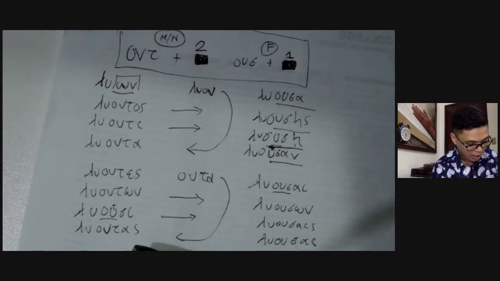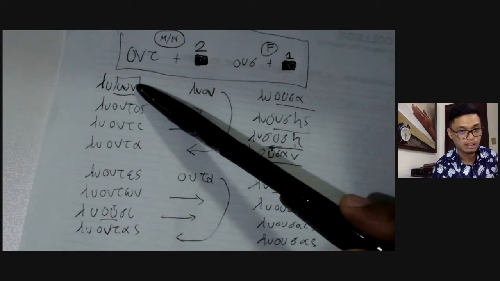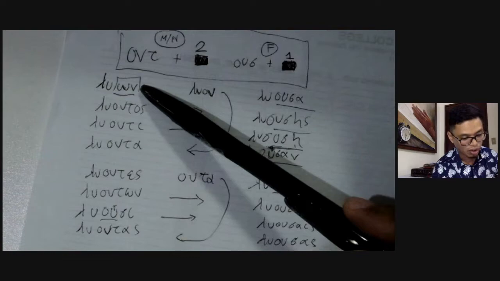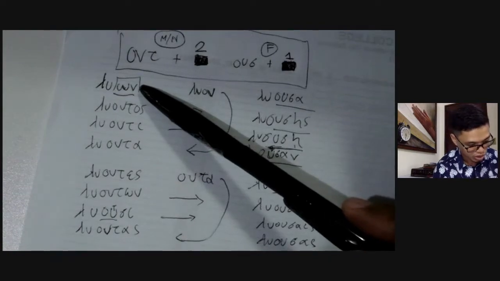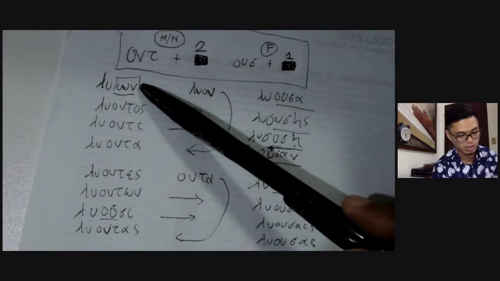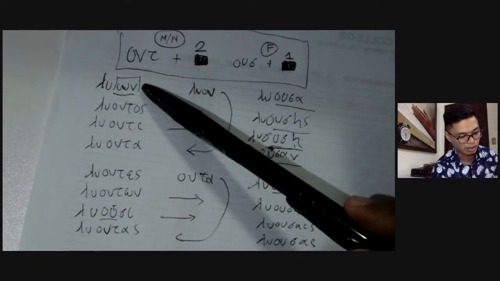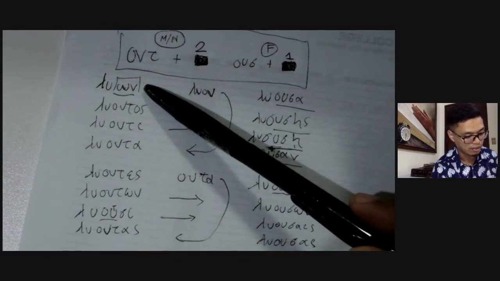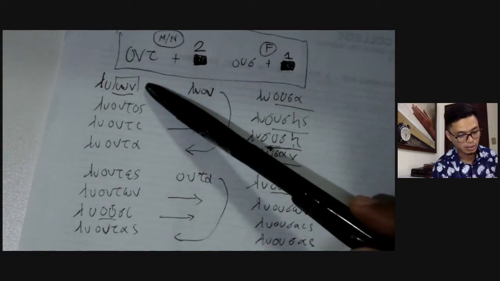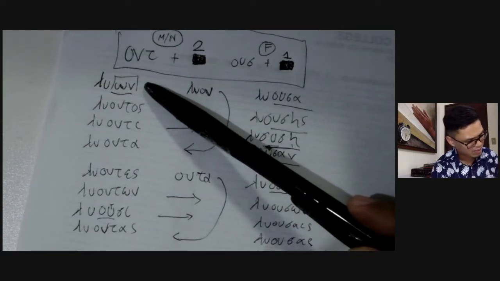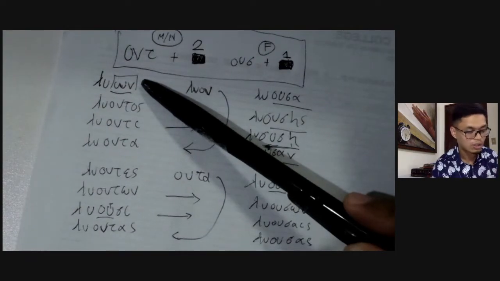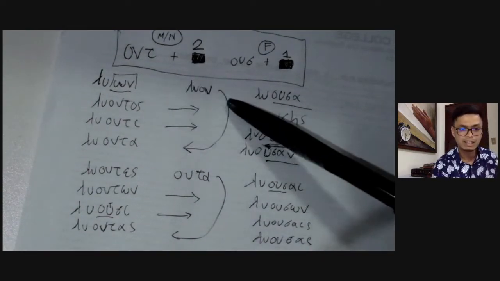Now you might be asking me, for example, how come this one is different? Luon instead of, you would expect onts. Luons, right? Because it's socia. The problem is the sigma and the tau cannot live together, so they drop off. And then you have the lengthening of the vowel into omega. So luon. That's just the nominative masculine singular. Okay, so just memorize that. Nominative masculine singular, luon. The rest here are exactly the same.